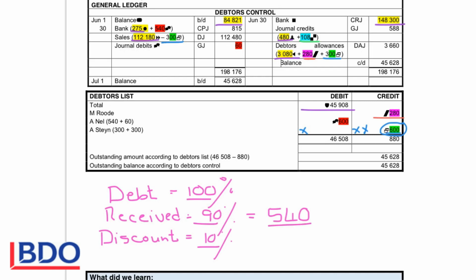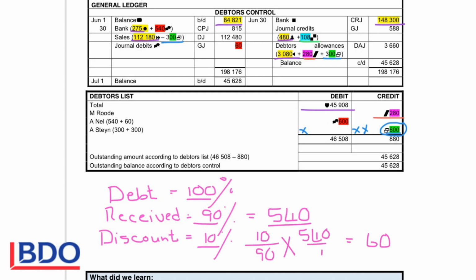So if we want to calculate the discount, the one that I want, 10, over the one that I know, 90, times 540 will give me 60 Rand. So therefore, the discount will be 60 Rand.